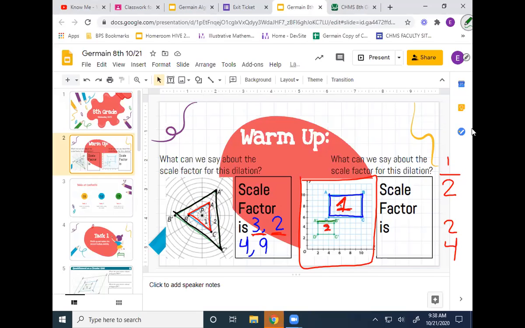So if we remember back to the types of scale factors that would get me there, we would have to have fractions like Landon was saying. So we could say we had a scale factor of 1/2. What's another fraction that we could use for our scale factor? What's another fraction? Any fraction.